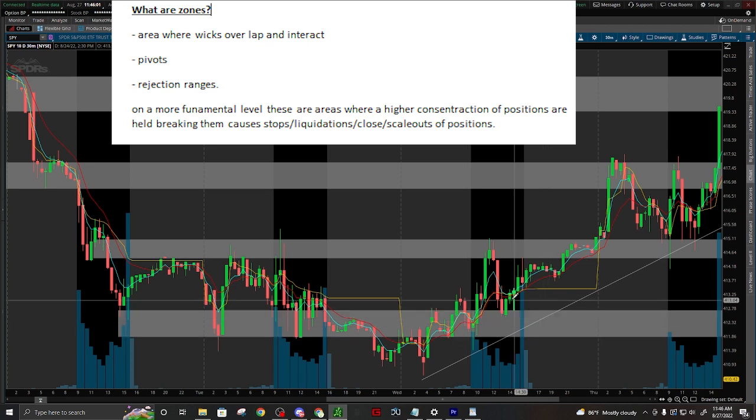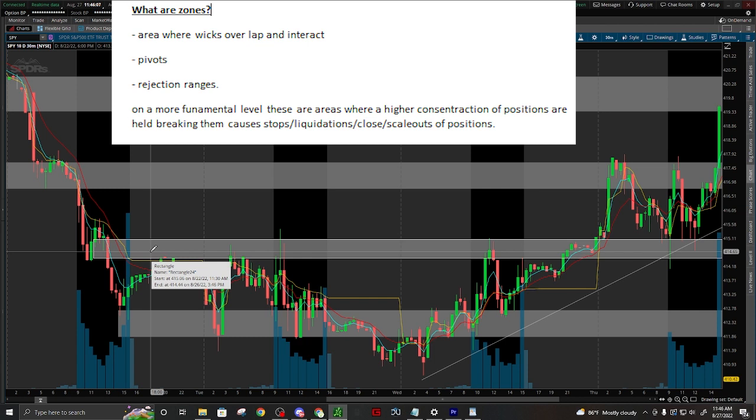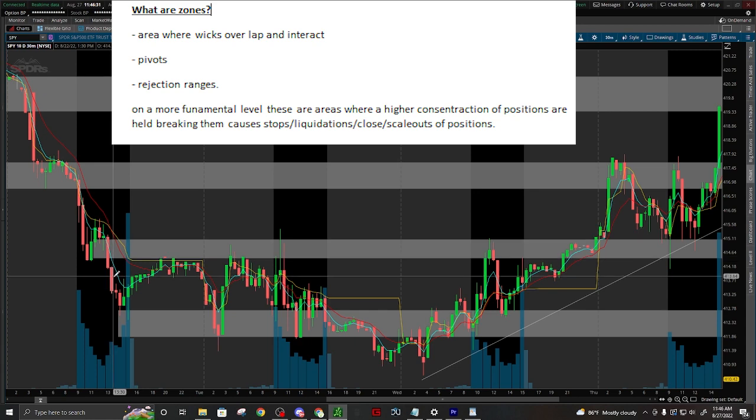Another way to think of it, on a more fundamental level, is these are areas where there's a higher concentration of positions being held, right? So this is an area that people think is a good range to short. People thought it was support over here, but this demand zone quickly broke down and became supply over here, right?